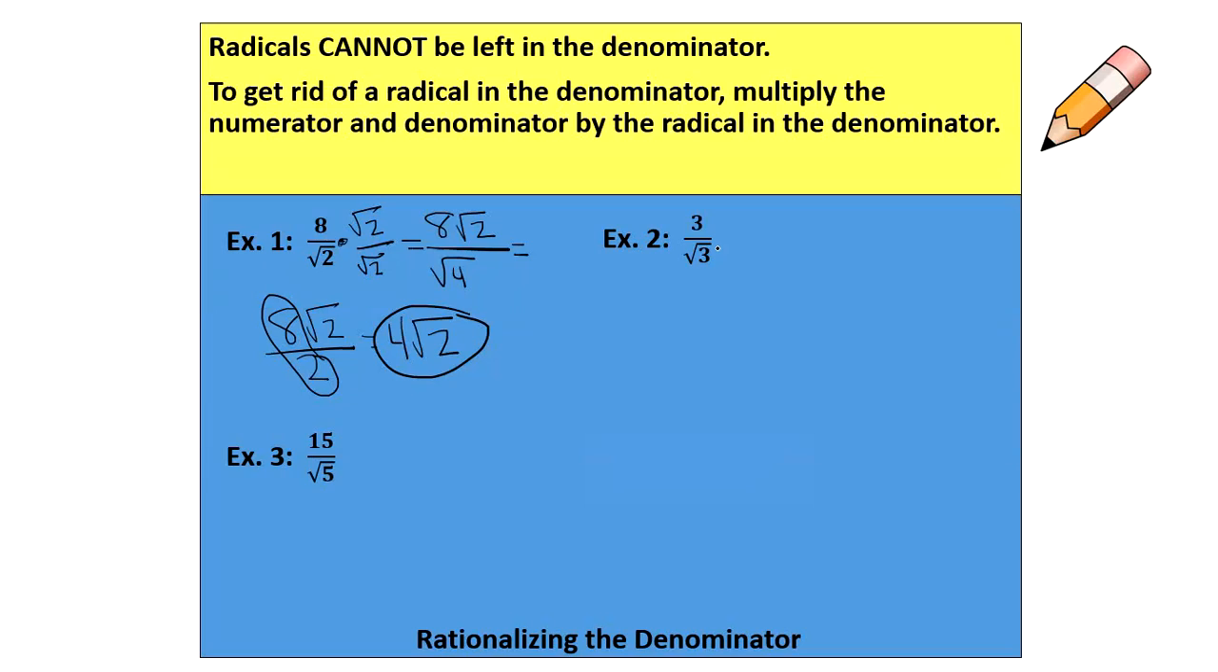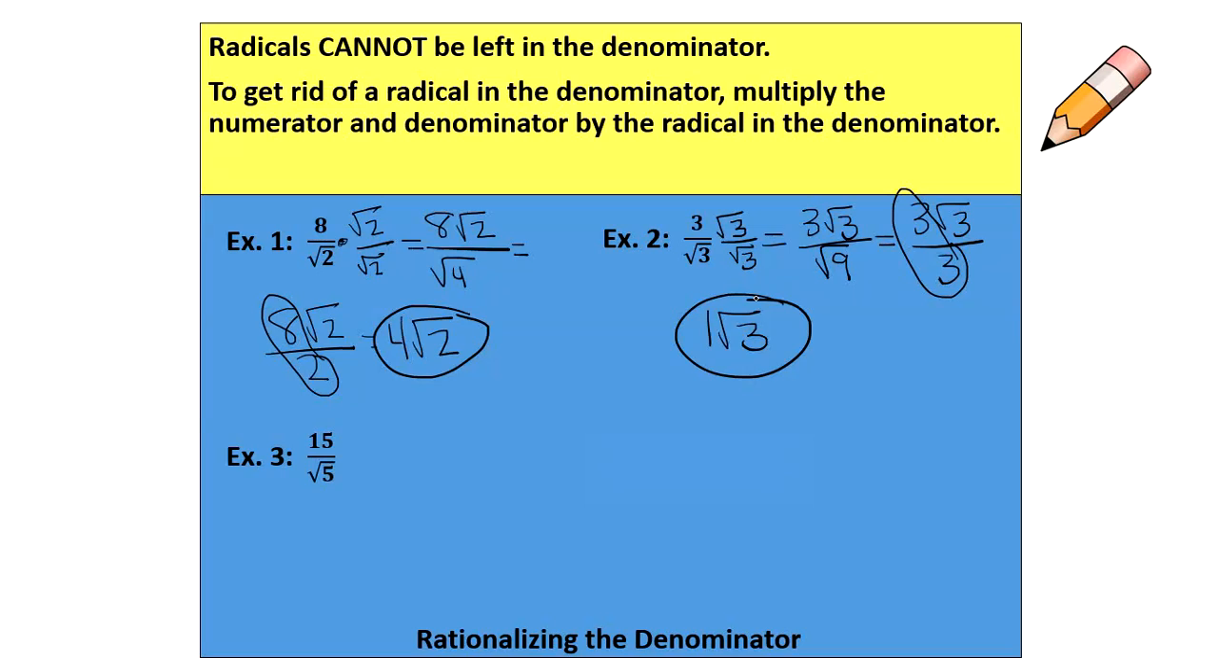Let's try example 2 here. So let's multiply the top and the bottom by the square root of 3. So my numerator will be 3 square roots of 3. Square root of 3 times the square root of 3 is the square root of 9, which is just 3. Looks like we can simplify, so 1 square root of 3 for my final answer of that one. Not too bad, right? We're plugging along. It's not too bad. Just multiply the numerator and denominator.